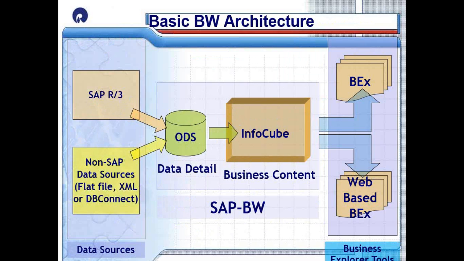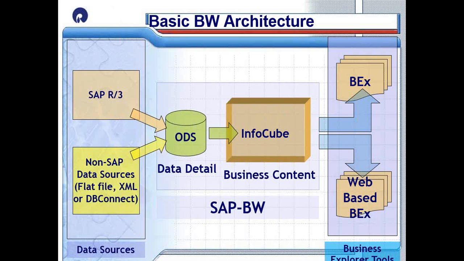you can create a report in the BW. So these are the reporting tools, whether it's BEX or web-based BEX. These are some of the reporting tools. So you have modeling, extraction, and reporting. Once the data is available, then you can create a report with any type of reporting tools. This is the basic architecture of your BW system.